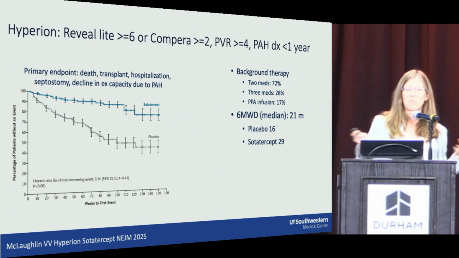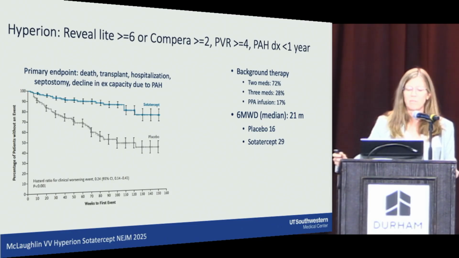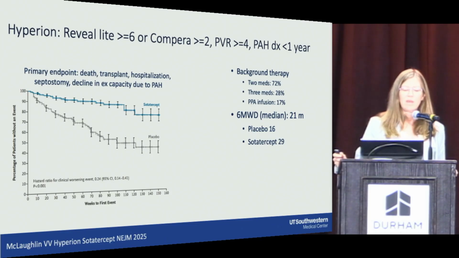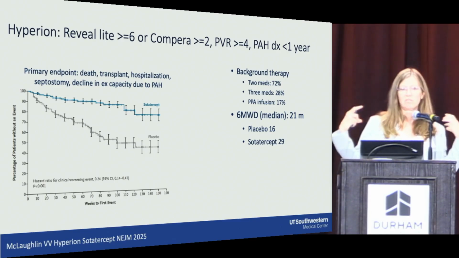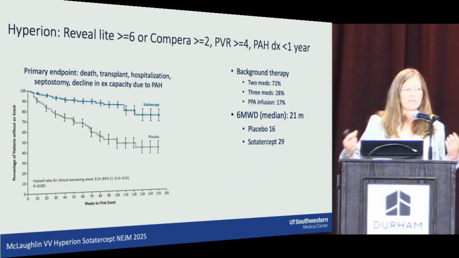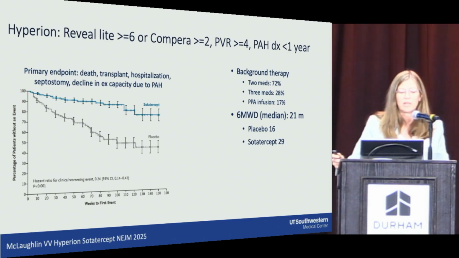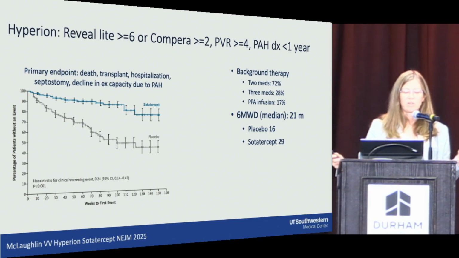So patients with fairly mixed results could be doing okay on walk, but have a high NT-proBNP, or vice versa, could very well get into this by the ComparaScore assessment. And here, the primary endpoint is death, transplant, hospitalization, septostomy, and decline in exercise capacity. So with a less sick patient population, it's important probably to add that in because it becomes a relatively common endpoint. And again, we see a really large reduction in the primary endpoint there.